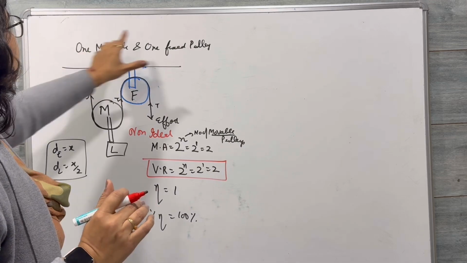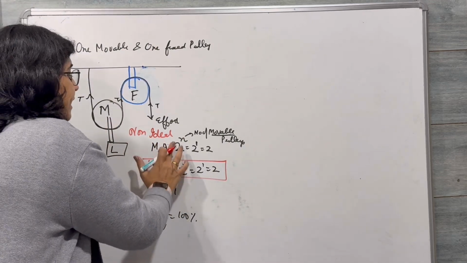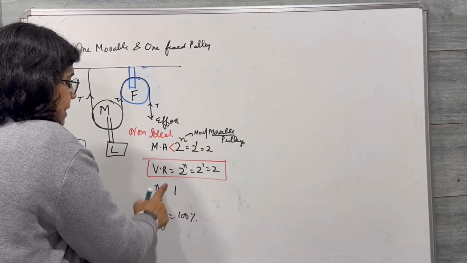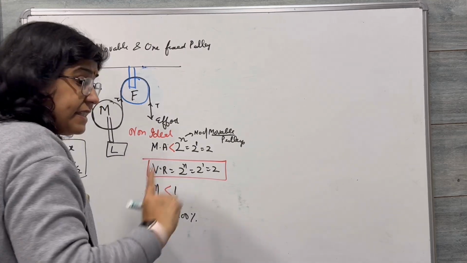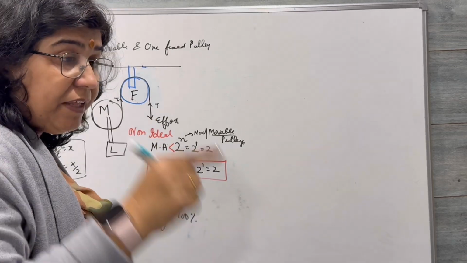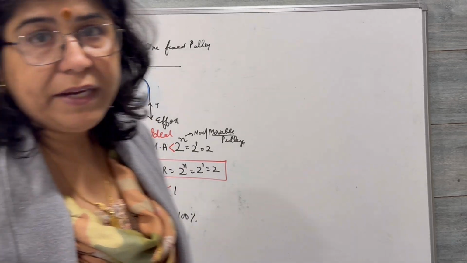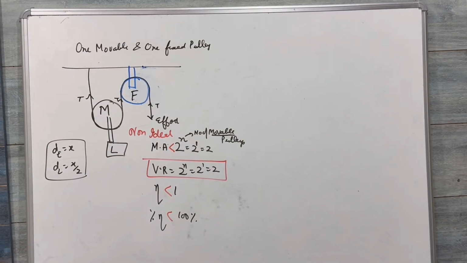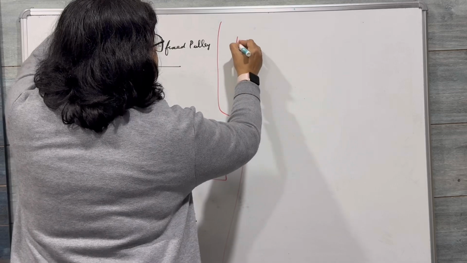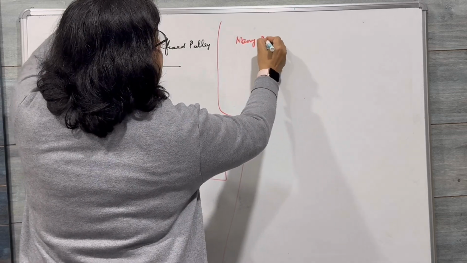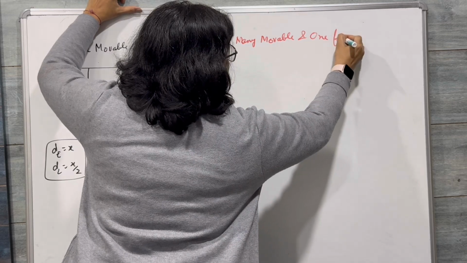So remember, one movable, one fixed, velocity ratio again 2. But mechanical advantage will be less than this. Efficiency will be less. Everything decreases, nothing increases, except for the velocity ratio, right? Next case that you have is many movable and one fixed.